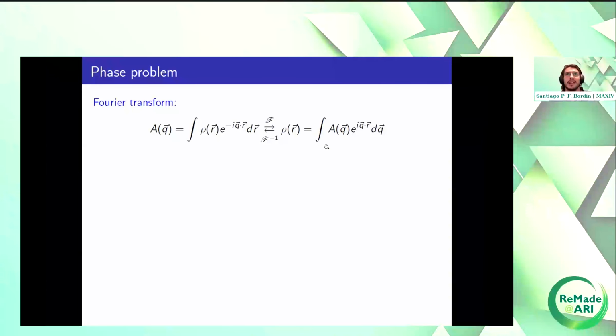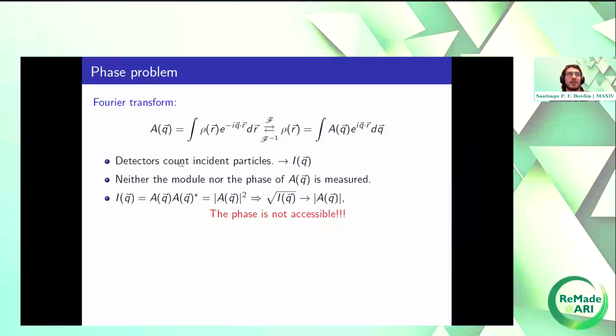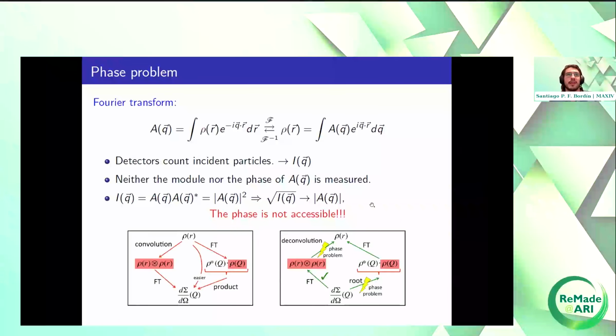for example, the shape or how the molecules are distributed in our sample. But it's not quite easy, since the detector counts incident particles. That means that we have the intensity of the scattering. Neither the module nor the phase of this function is measured. If we do some math with the intensity, we can get the module of the function A, but the phase is not accessible. What does that mean? If we have this density of the sample, so if we know how our sample is defined, we can do some math and get our intensity.